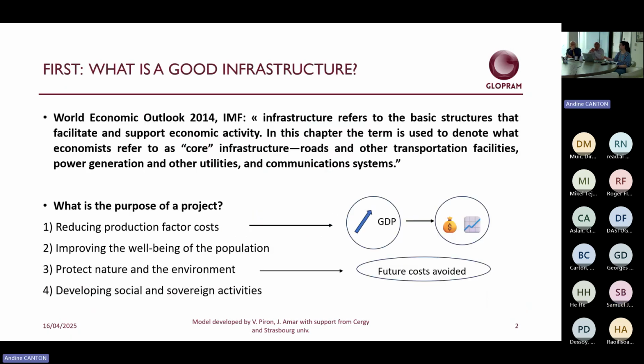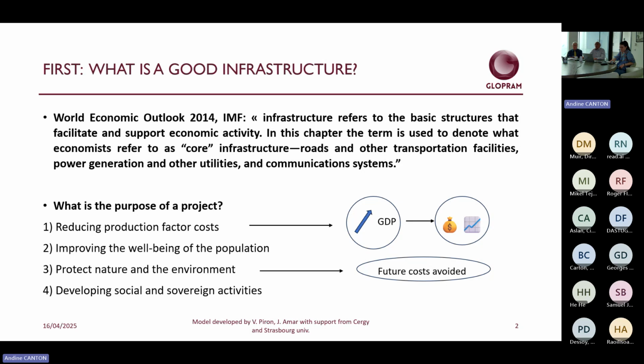So first, what is a good infrastructure? Then we can refer to the World Economic Outlook 2014. The IMF said, infrastructure refers to a basic structure that facilitates and supports economic activity. This is the key point. In this chapter, the term is used to denote what economists refer to as core infrastructure: roads and other transportation facilities, power generation and other utilities, and communication systems.